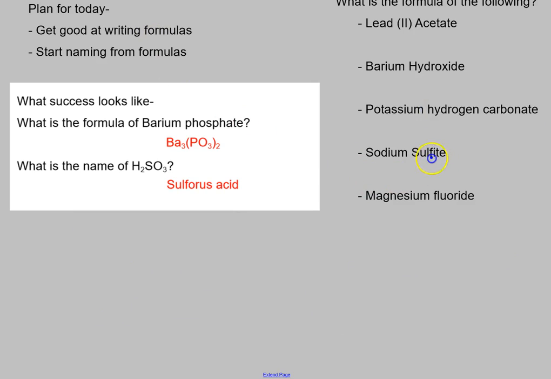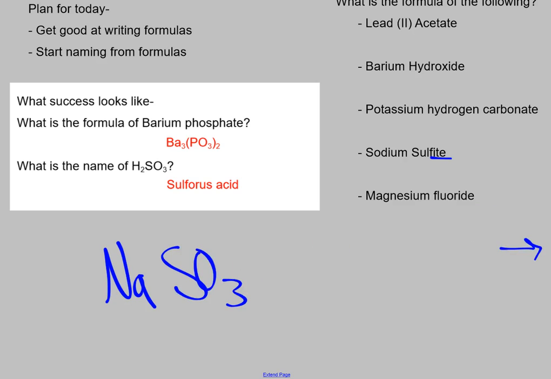Sodium sulphite. If it's ITE, that means it's a polyatomic ion. So sodium is Na. Sulphite is SO3. That's a memorized thing from that page right there. All right, Na's in family 1, so it's a positive 1. Sulphite should be memorized. It's a negative 2. Drop and swap, Na2SO3.